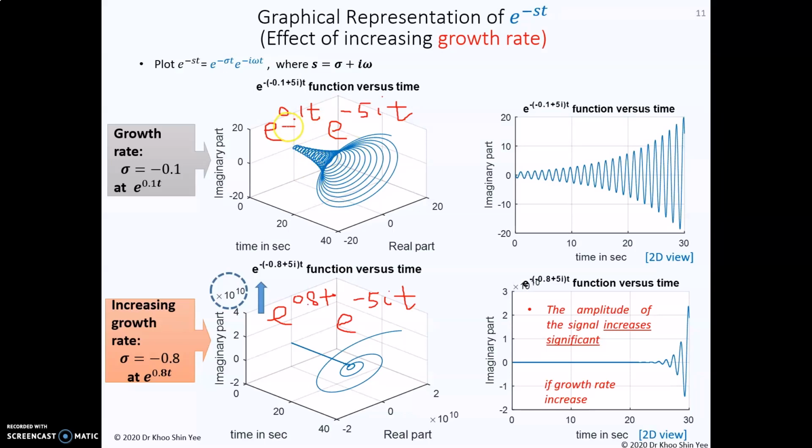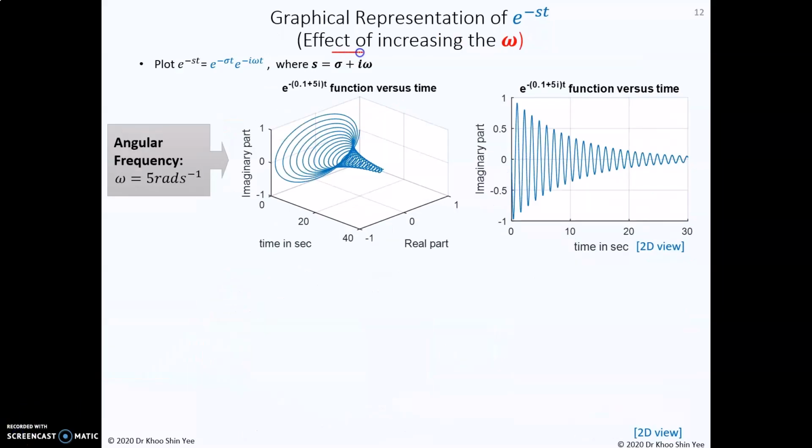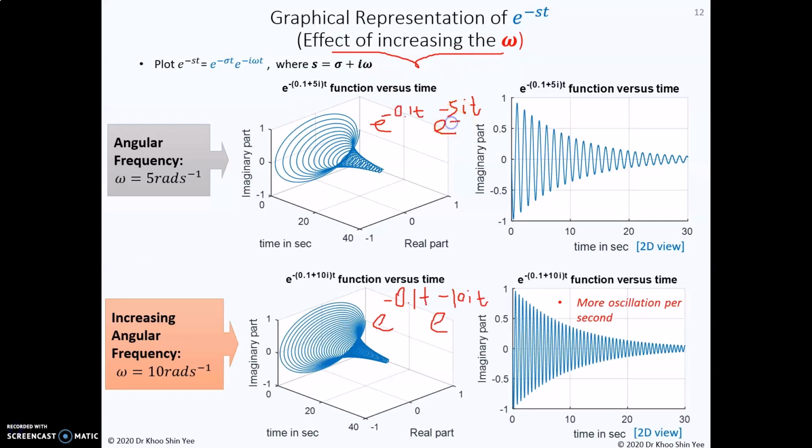On the other hand, if your exponent is positive, then the signal will grow. If you increase the sigma from 0.1 to 0.8, you see the magnitude increase from 20 to 4 multiplied by 10 to the power of 10. So the amplitude will increase significantly if the growth rate is increased. How about if we increase the omega? What is the effect? If we increase the omega from 5 to 10, you can see that there is more oscillation per second.